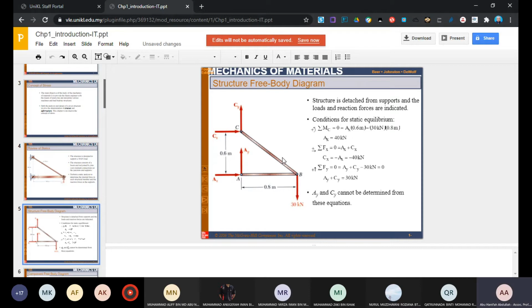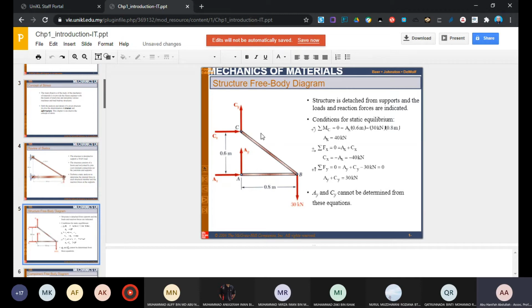So what we need to understand from what we have learned in the past is that everything should be in equilibrium, either the moment will be in equilibrium, or all the forces in all directions, X and Y, will be in equilibrium. So first look at the moment. Moment at C. The sum of the moment at C is zero. So when we have everything in equilibrium, everything will be zero. So the sum of the moment at C in equilibrium should be zero.